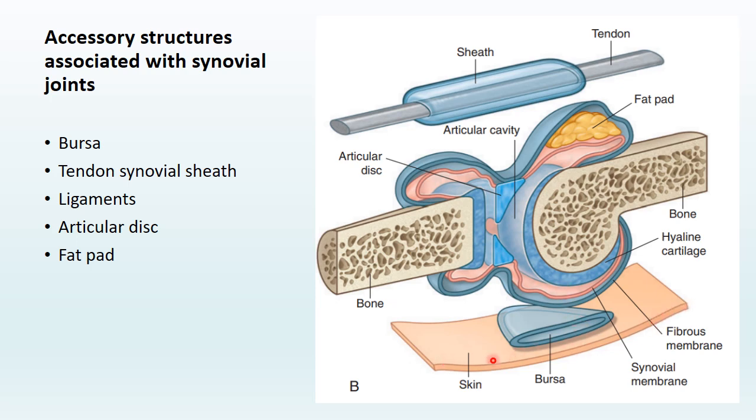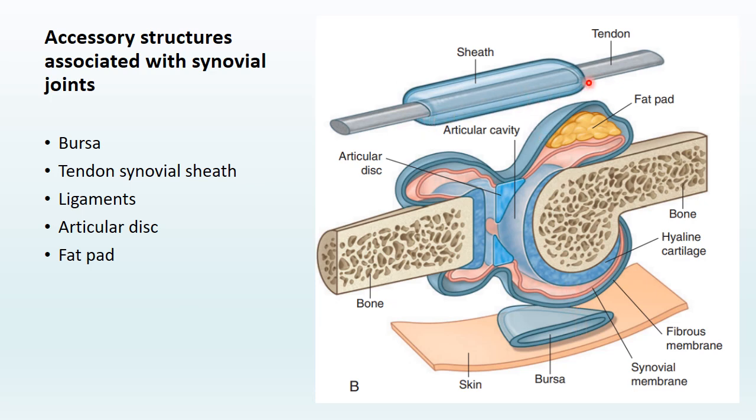And the main function is to reduce friction between these movable structures, to reduce injury, of course. So we have a movable structure, which is the skin, and here is another movable structure, and these structures are adjacent to each other. They have to be separated by a bursa to lubricate and reduce friction between these structures.